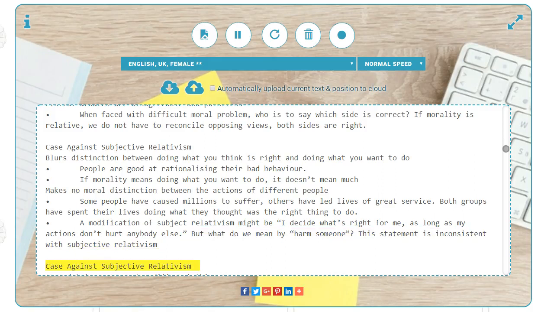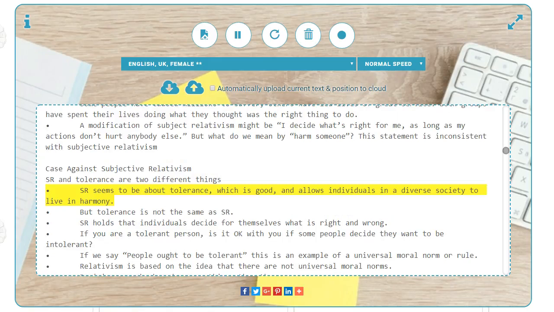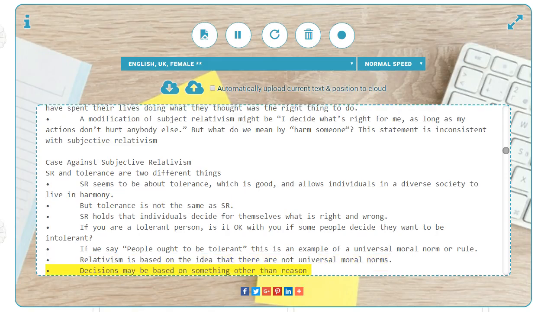Case against subjective relativism: subjectivism and tolerance are two different things. Subjectivism seems to be about tolerance, which is good, and allows individuals in a diverse society to live in harmony. But tolerance is not the same as subjectivism. Subjectivism holds that individuals decide for themselves what is right and wrong. If you are a tolerant person, is it okay with you if some people decide they want to be intolerant? If we say people ought to be tolerant, this is an example of a universal moral norm or rule. Relativism is based on the idea that there are no universal moral norms. Decisions may be based on something other than reason.